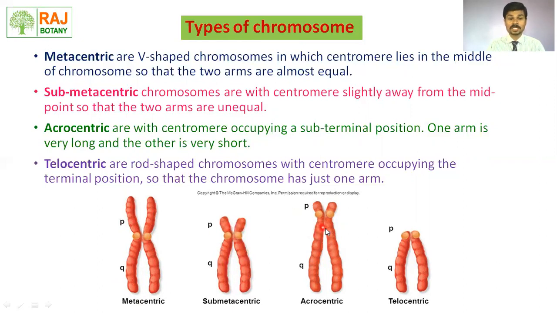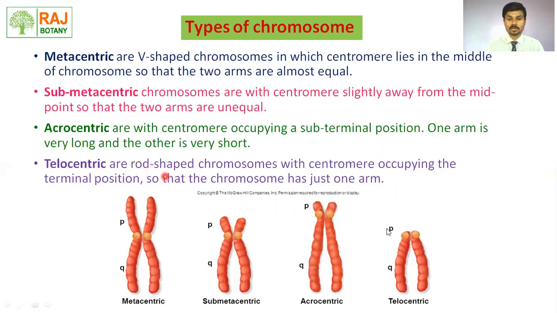Let's see the acrocentric chromosome. When the centromere is present at the subterminal position, not exactly terminal, but at the subterminal position, that chromosome is called an acrocentric chromosome. Here also one arm is very long, and the other arm is very short. This is called an acrocentric chromosome.